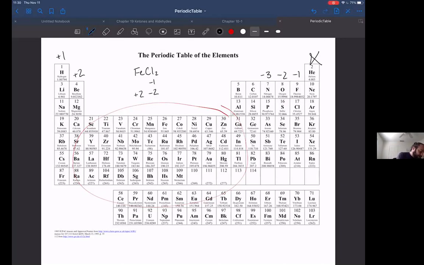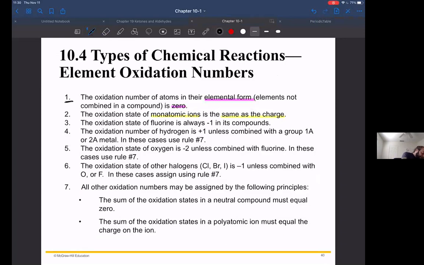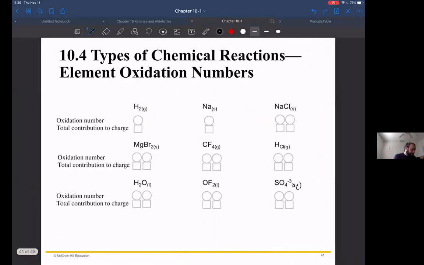All right. So let's see if we can't knock out a few examples based on just these two rules here. Again, step 1 is anything in its elemental form. Notice what we're going to do here is first calculate the oxidation number on the element and then its contribution to the total charge. And I'll show you what I mean by that as we come across an example.